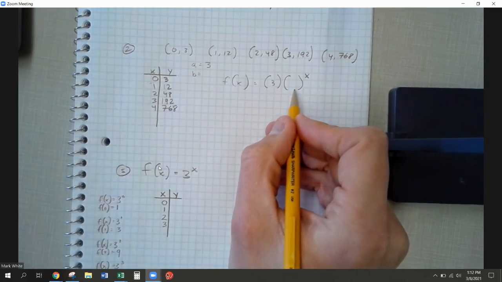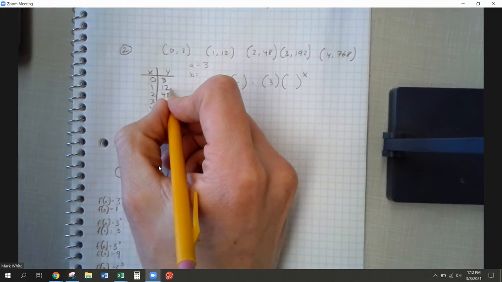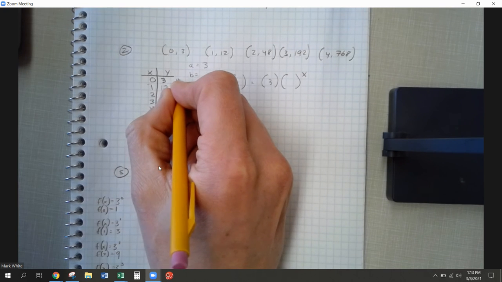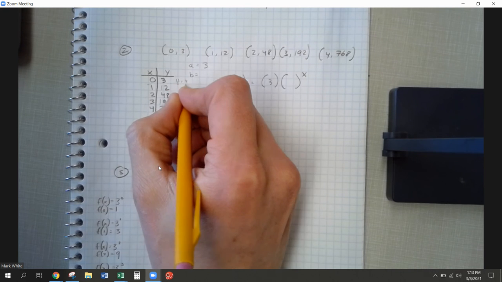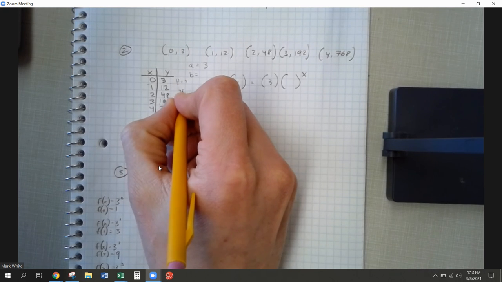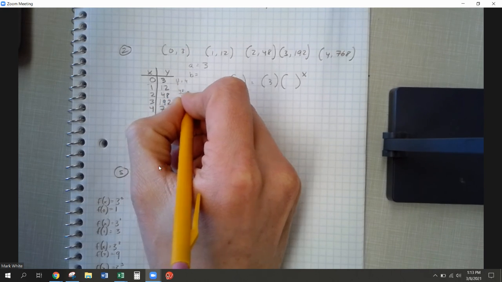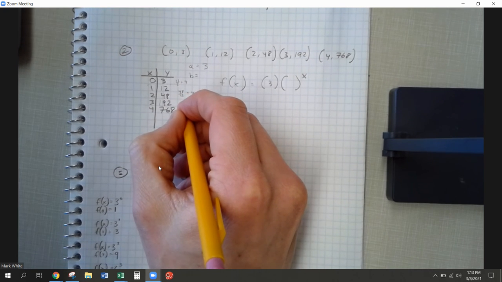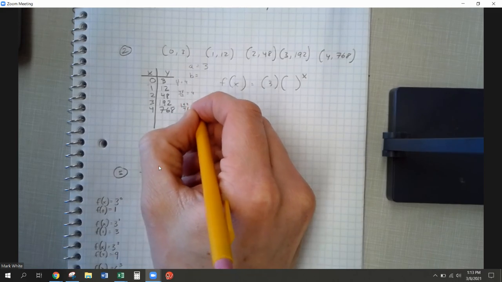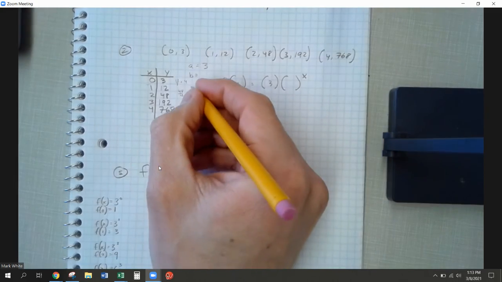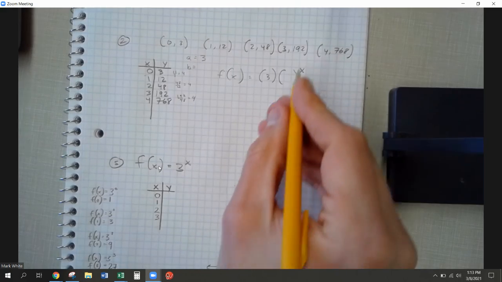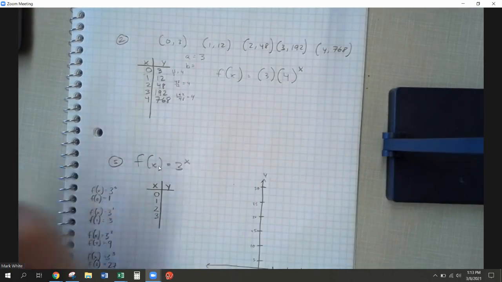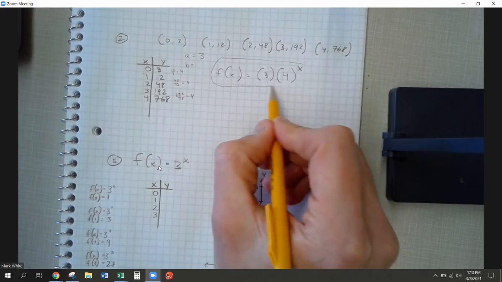And now I'm just going to find my b value. How do you find your b value? Well, divide 12 by 3. That would be 4. 48 divided by 12 would also be 4. 192 divided by 48, also 4, and so on and so forth. So you can see here the constant ratio is 4. So it would be 3 times 4 to the power of x, and that would be my equation.